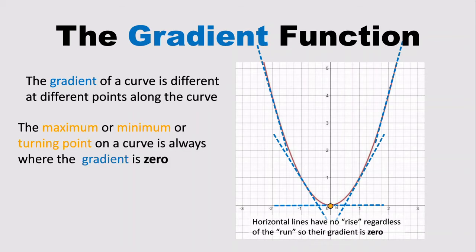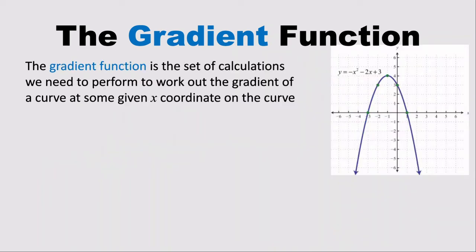And when we find a gradient of 0, that will always be either at the maximum or minimum or turning point of a curve. In this case, our gradient is 0 at the very bottom of our curve. That's our minimum point. Now, this is important. You're going to want to write that down.